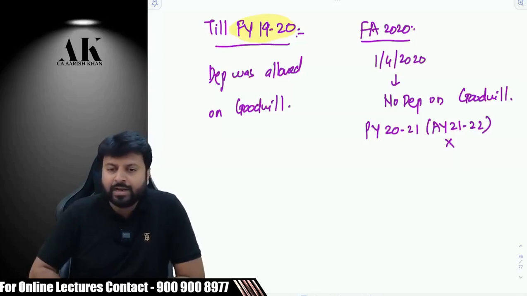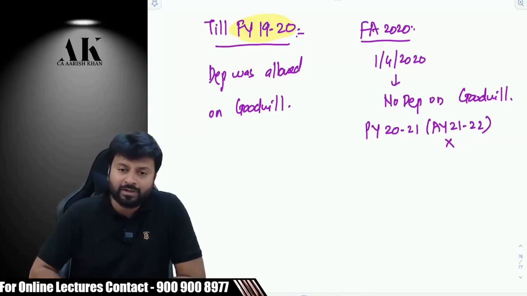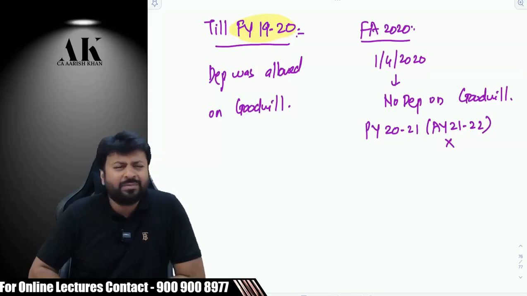But when I saw the memorandum to Finance Bill 2020, they did not mention any reason why they are removing this particular provision, why they are discouraging people from making payment for goodwill. But we can make possible assumptions over here. The possible assumption is the government felt that goodwill is a very big amount. How is goodwill generated? How is goodwill created? In case of business acquisitions, right? You acquire a business and at that time you make excess payment more than the value of the assets, right?